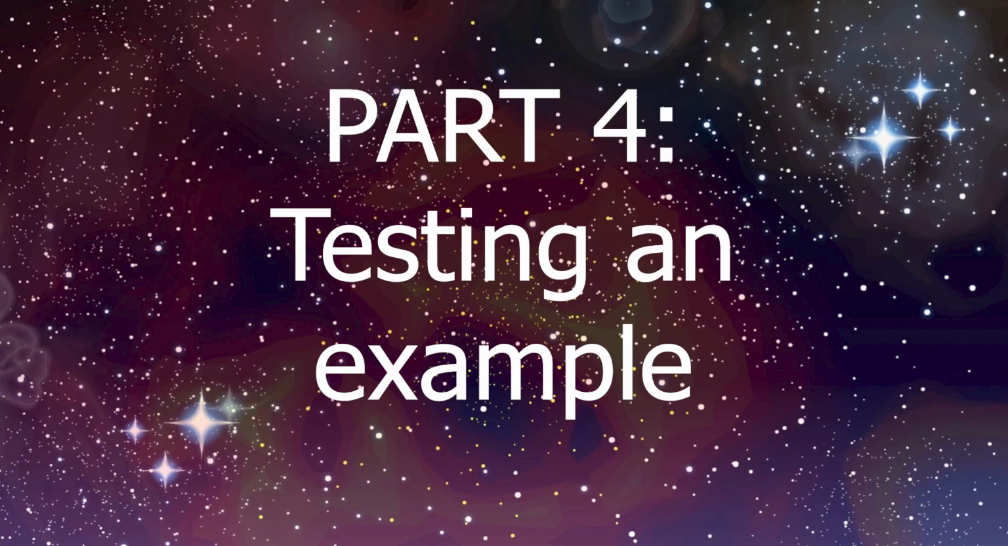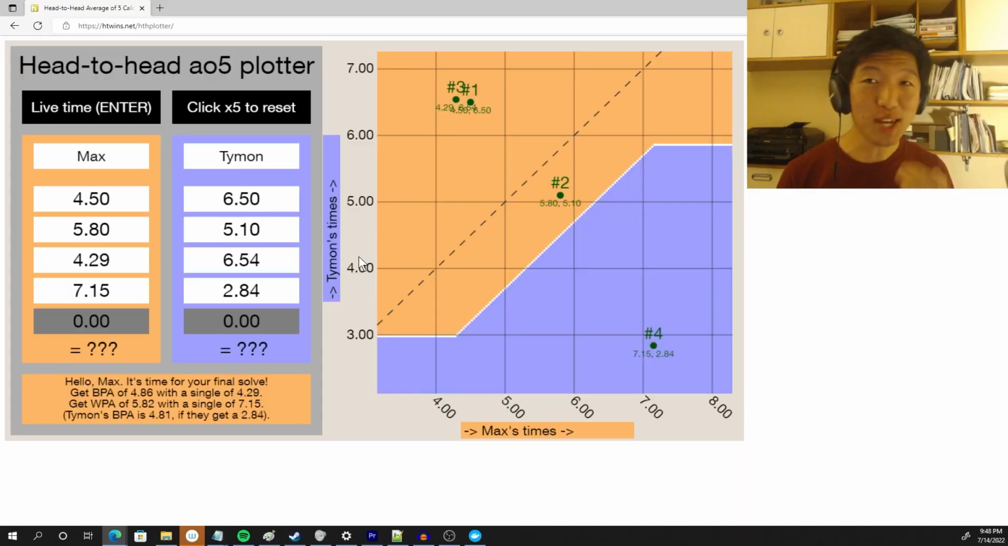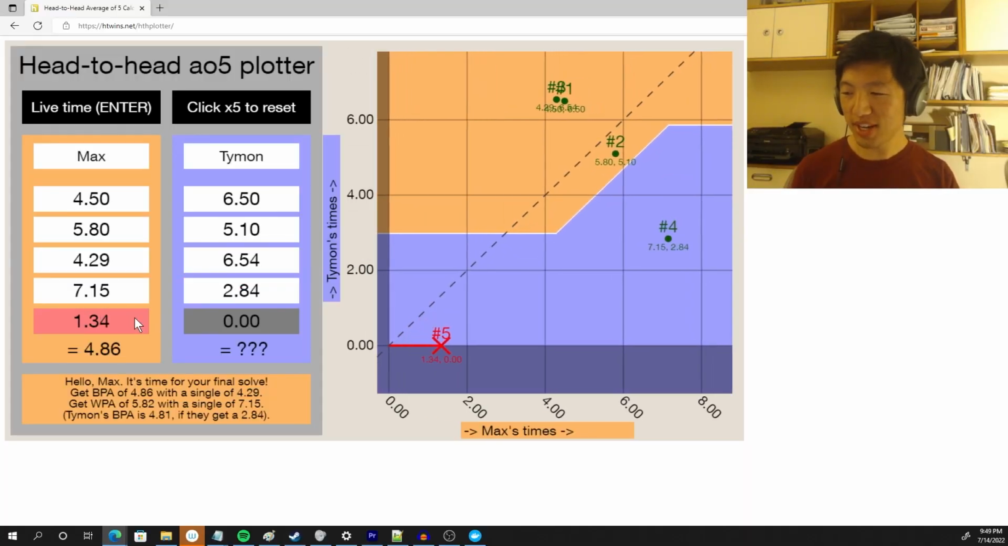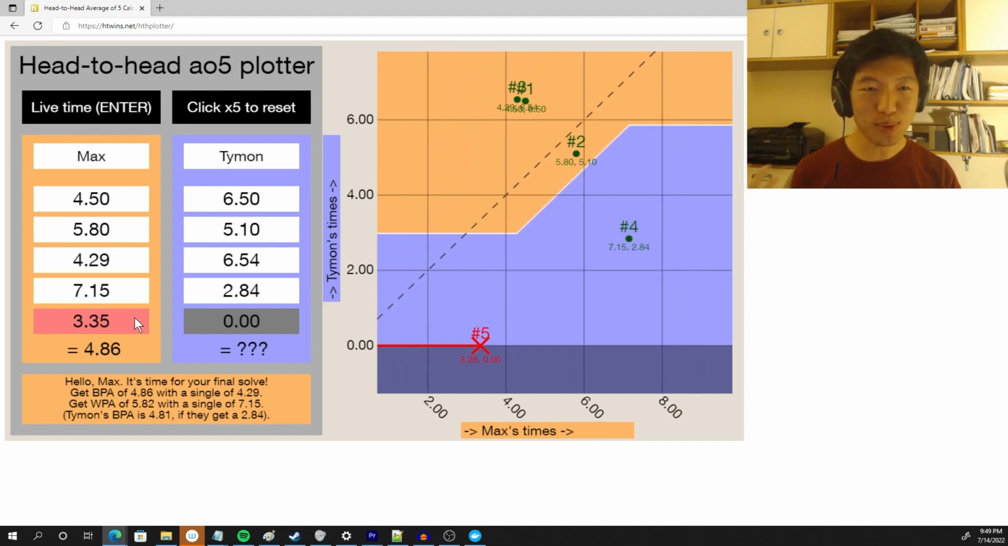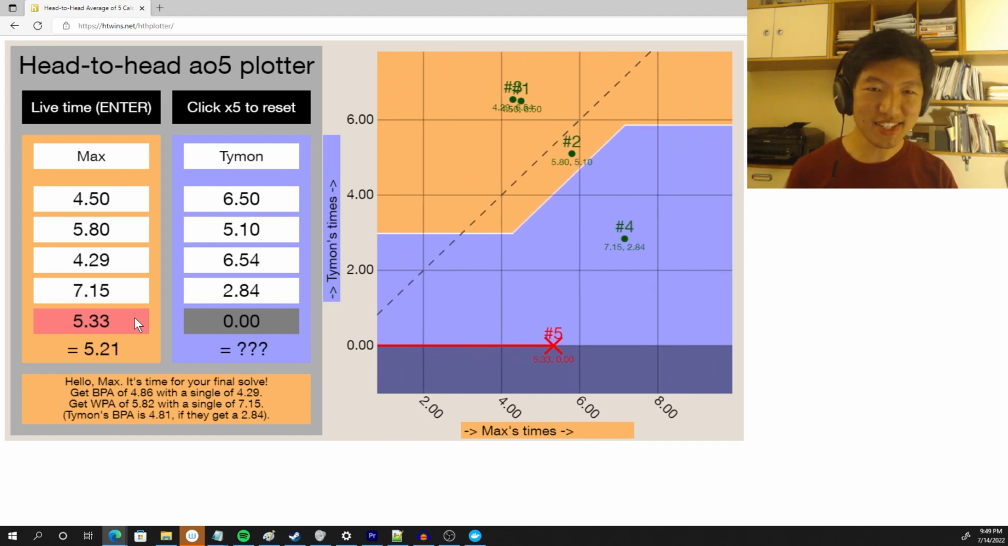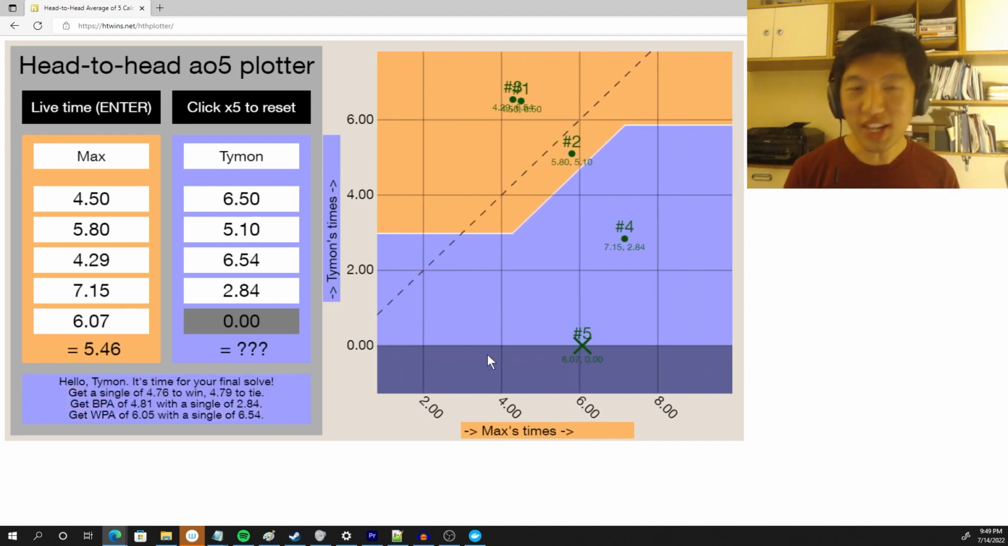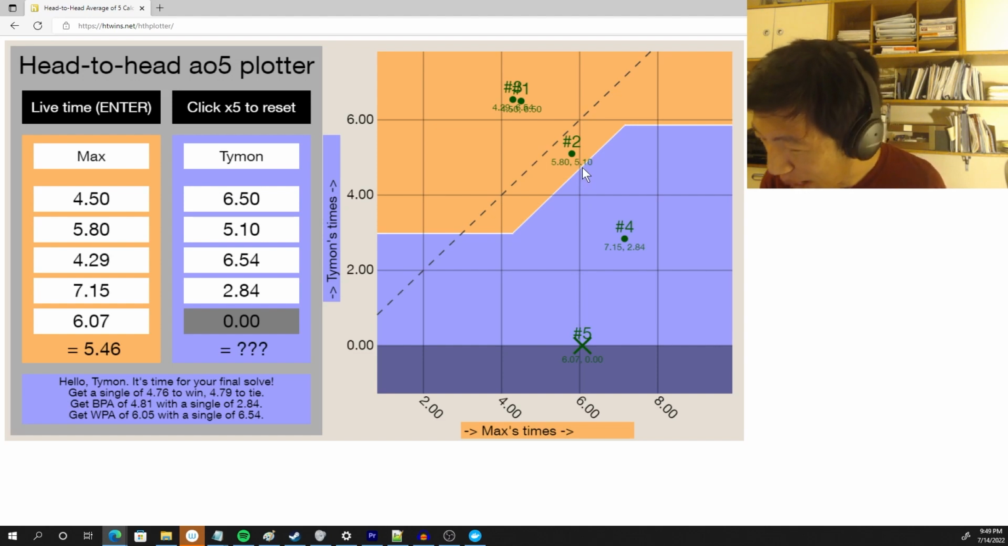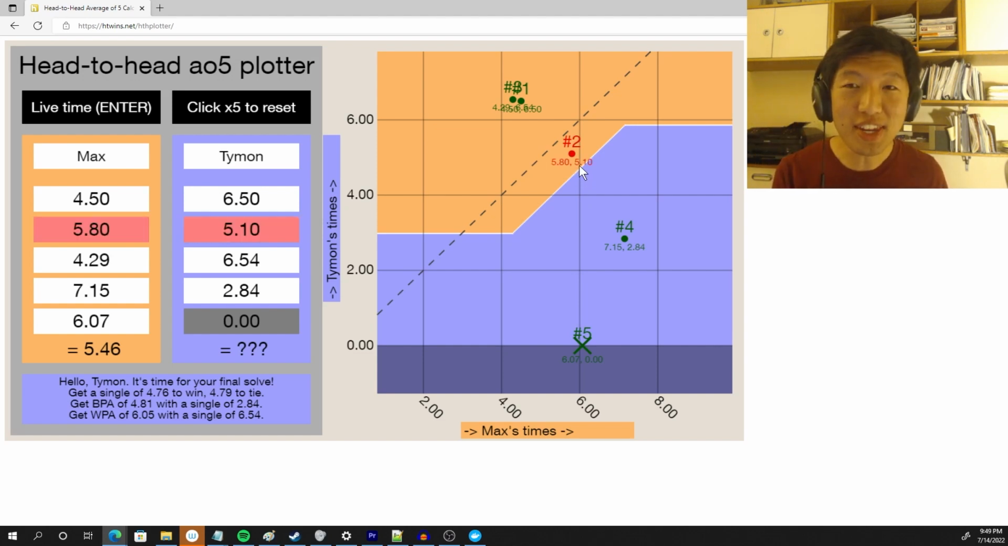Part 4. Testing an example. But anyway, let's see an example in action. So Max starts first and the timer is going. Let's say he gets a pretty typical time of maybe 6 seconds, like that. And from right here, you can see that when Timon starts his timer and it moves up, he will win the average up until the timer crosses about the 4.75 area. And then it flips into orange territory where Max will win.